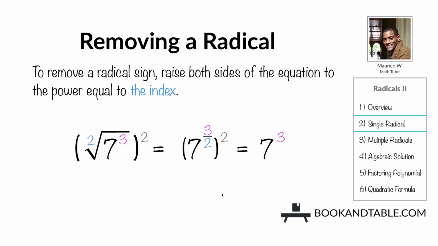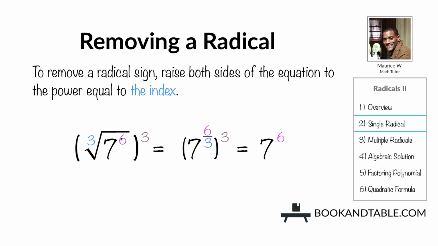So if we look at it with actual values, if we had 7 to a power of 3 halves, it would be the square root of 7 to a power of 3, which in exponential form would be 7 to 3 halves. And then we raise that to a power of 2, since our index is 2. Those 2's cancel each other out, leaving you with just 7 to the third, which is the term underneath the radical sign.